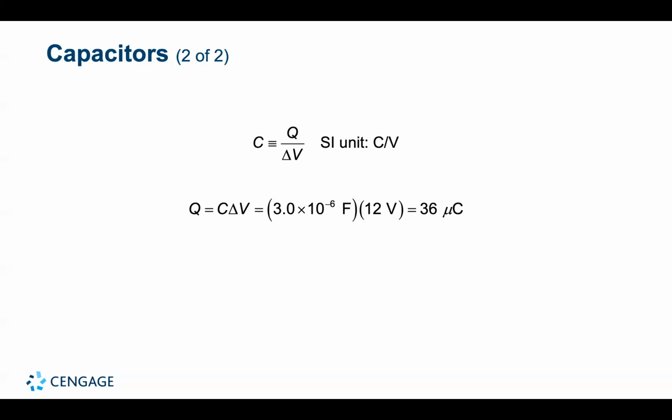And so we can do a quick example, and that's what we're showing in the bottom here. Let's say that we have a 3 microfarad capacitor connected to a 12-volt battery. Using our equation, we find that the magnitude of the charge on each plate of the capacitor is 36 microcoulombs. From this equation, you can see that a large capacitance is needed to store a large amount of charge for a given applied voltage. A farad is a very large unit of capacitance. In practice, most typical capacitors have capacitance ranging from microfarads to picofarads.